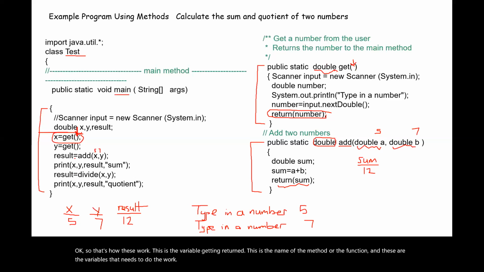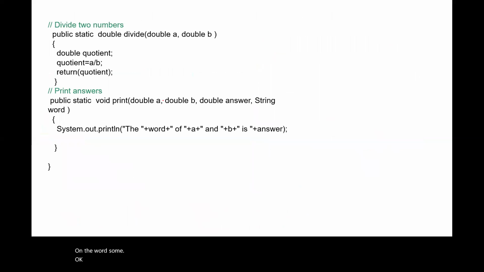Print 5, 7, 12 and the word sum. Okay, this is on the next page. So 5, 7, 12, and a string, which is the word sum. So this will now print the sum of 5 and 7 is 12.